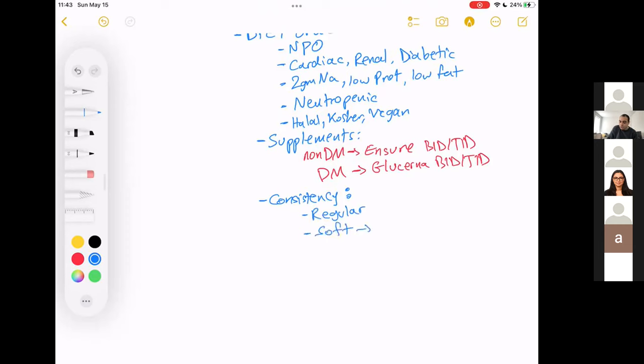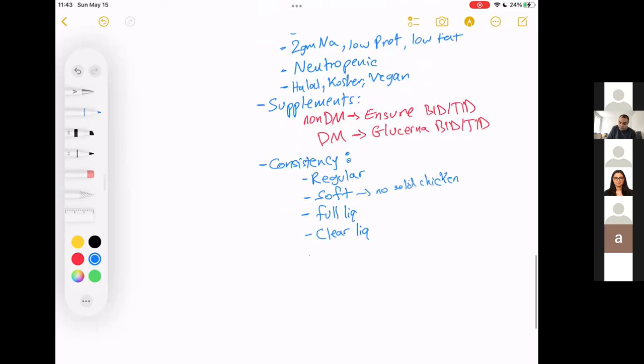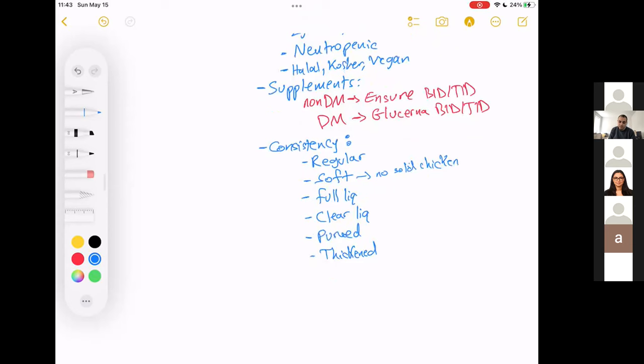Soft usually, no solid like chicken or like... يعني ما بدون بدون هيك حبات like solid essentially, okay. Also you have something called full liquid diet, then you have clear liquid diet, okay, and then you have pureed diet, and you have thickened diet, okay. هلا again, when you start, you have no idea what the hell is the difference between all of these. But I'll make it clear for you.